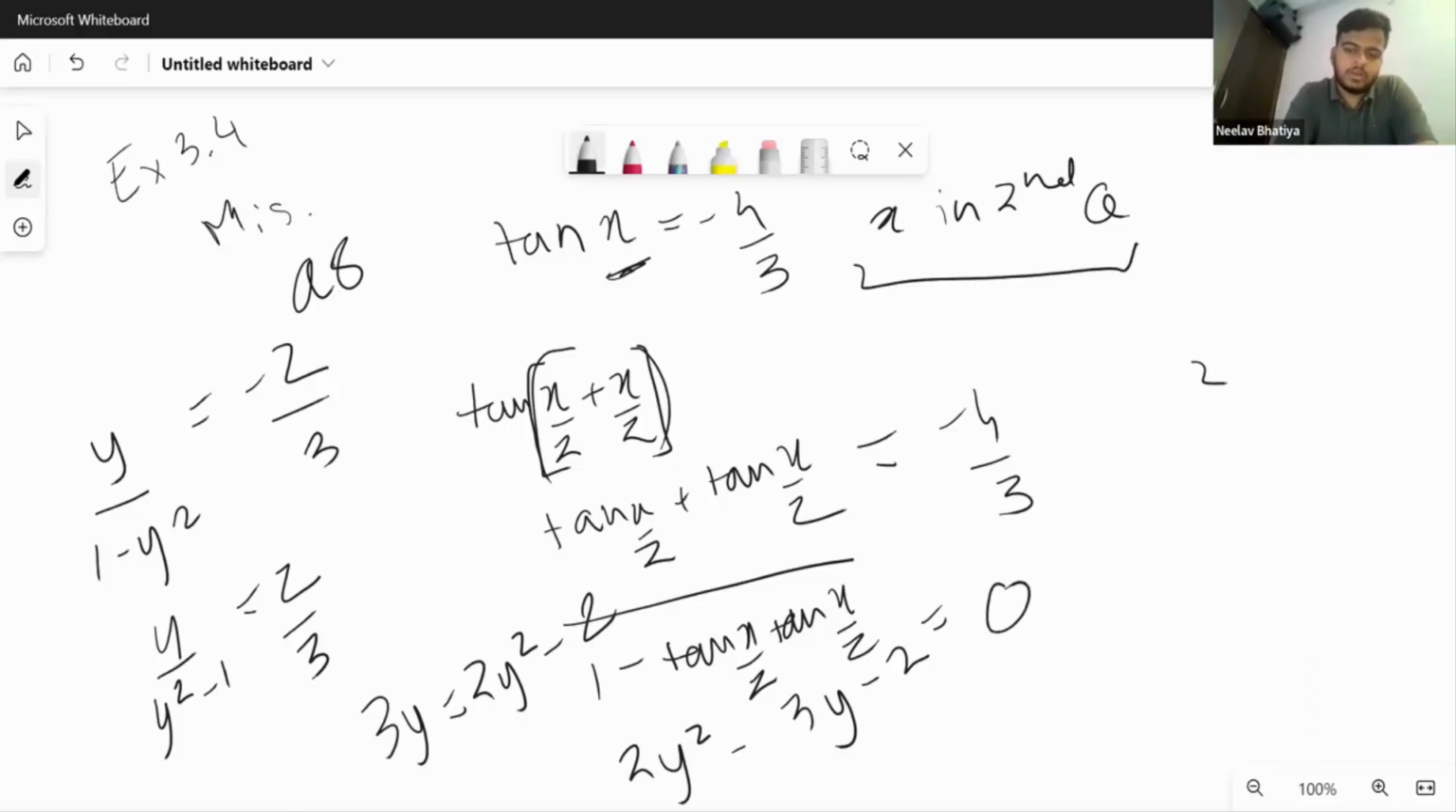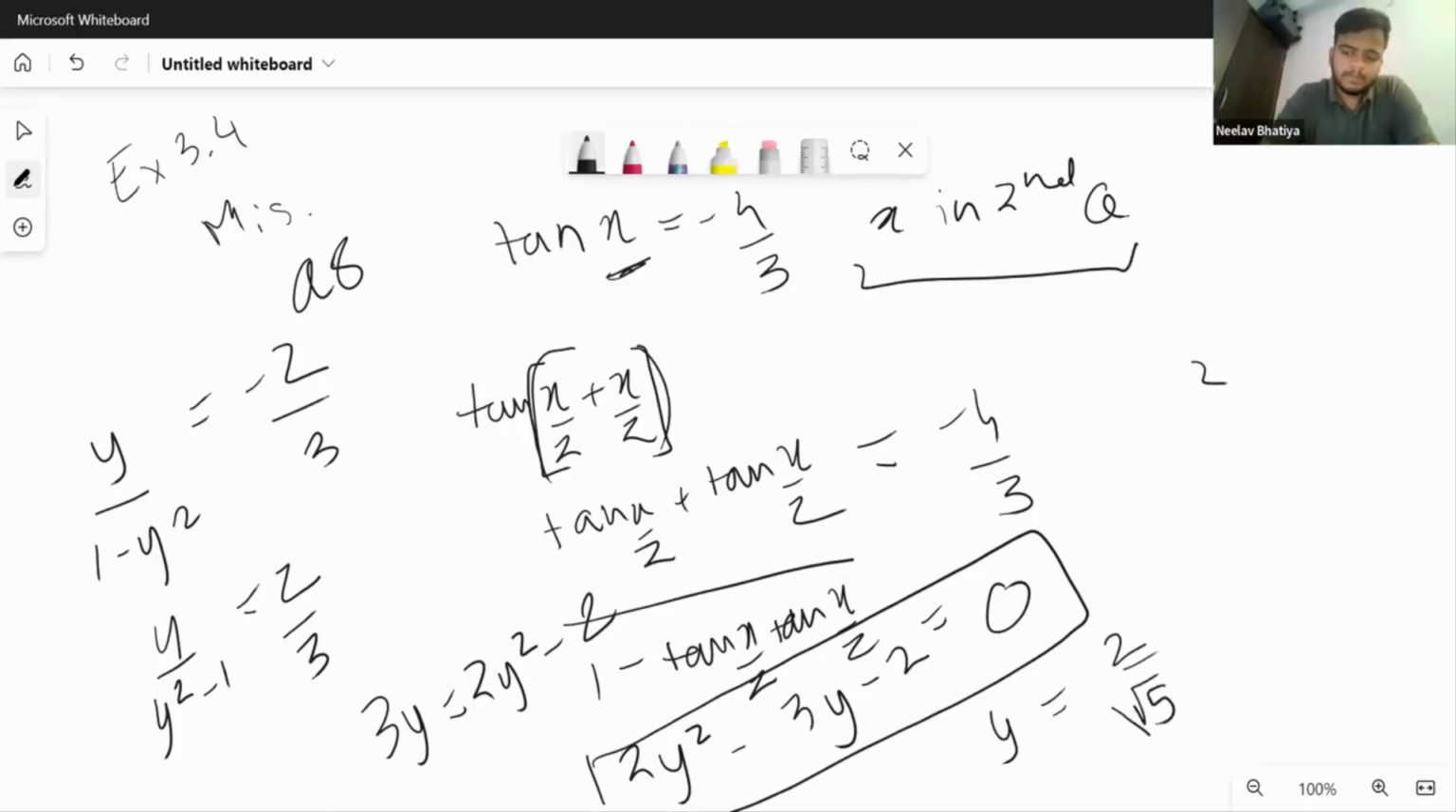So this is the quadratic equation that you're going to get. You're going to try and solve this. And when you solve this, the value of y that you're going to get is 2 upon root 5. Correct? You can try doing this as an exercise for yourself and see if you get there. Correct?